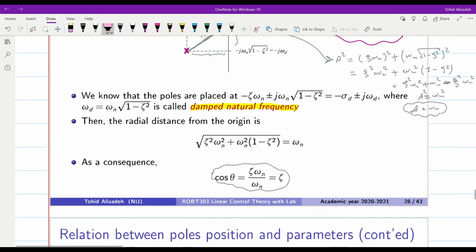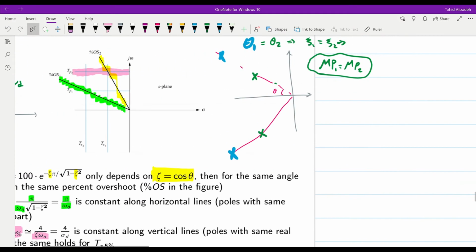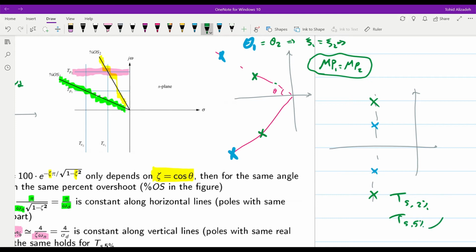So if we have two systems which have the same value for the real part of the poles, if you have one system with the poles here and the second system with the poles here, then for both of those systems, the value for the settling time, either 2% or 5%, those values will be the same because they have the same value for zeta omega n.